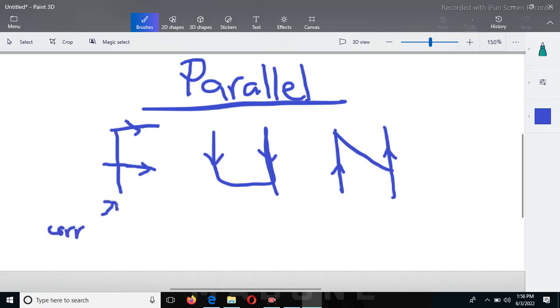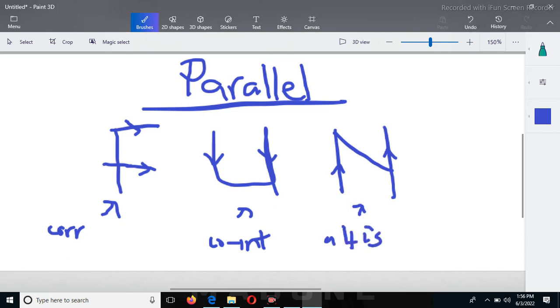And these are co-interior angles. Co-interior angles. And these are called alternate angles. This is grade 9 work. These are called alternate angles, right?